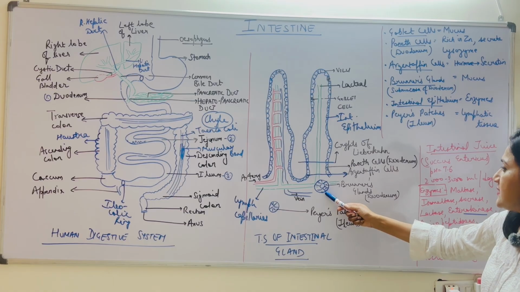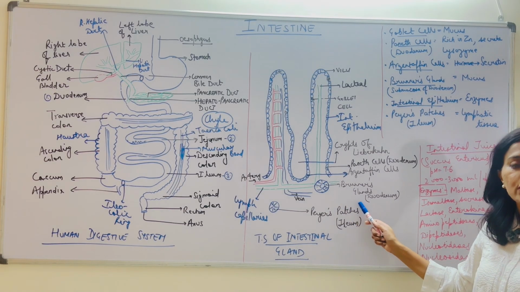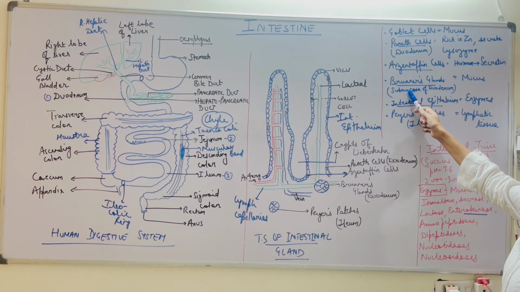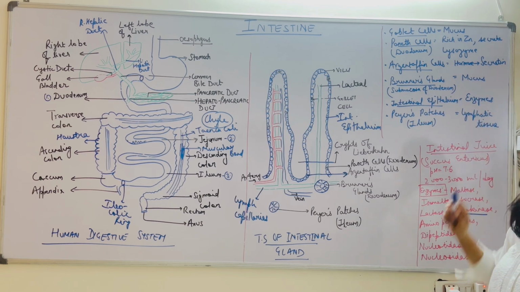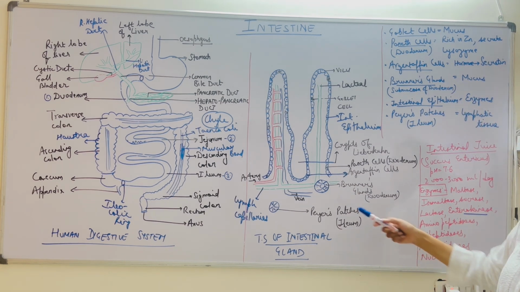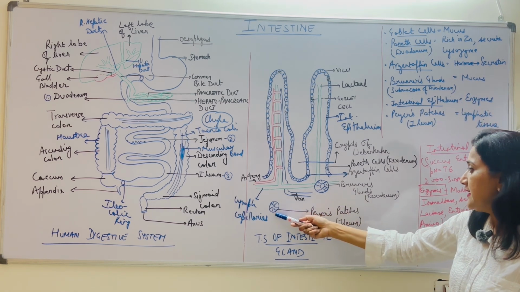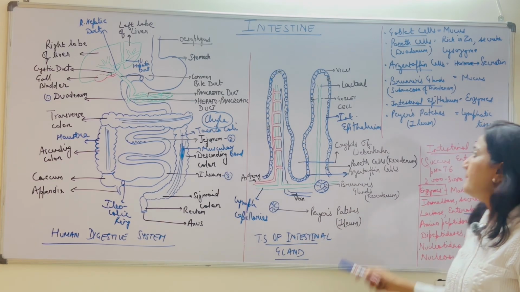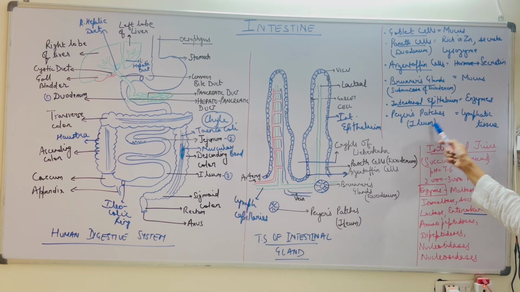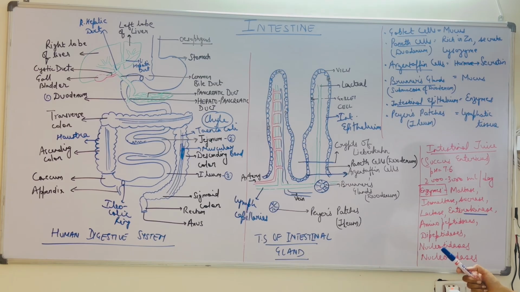Then there are Brunner's glands, which are more present in the duodenal region, in the submucosa of the duodenum, and their function is to produce mucus. Then more towards the ileum region, there are Peyer's patches. Peyer's patches are in the ileum region and they are lymphatic tissue.